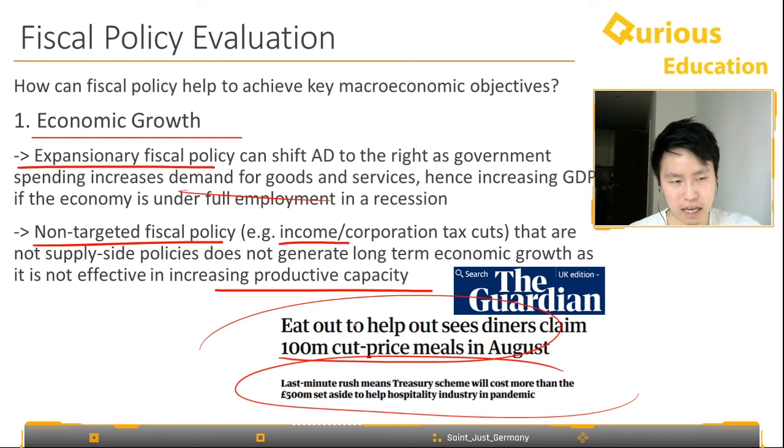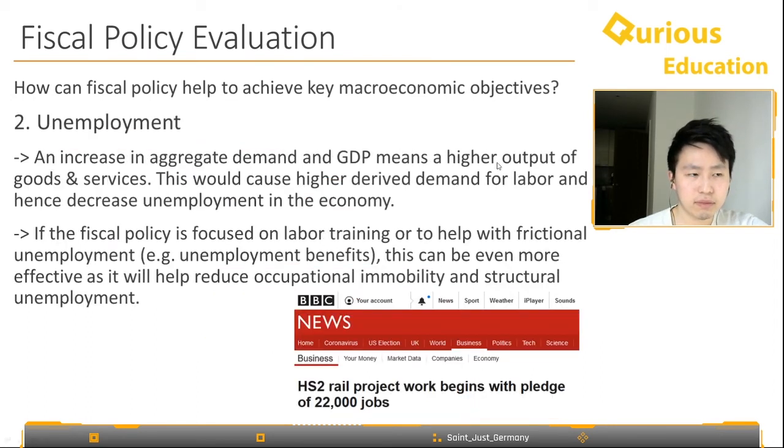So yeah, this is just another example, to help out, so everyone's spending lots of money because the government is kind of subsidizing meals. So we can see how government spending can actually help promote or stimulate the economy.